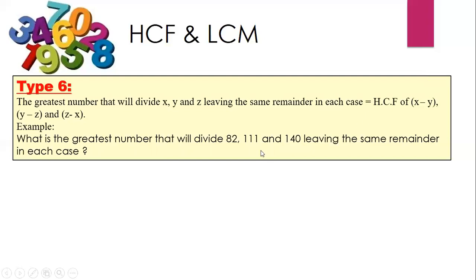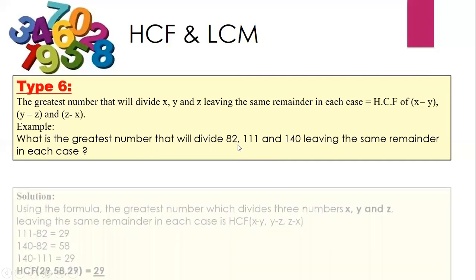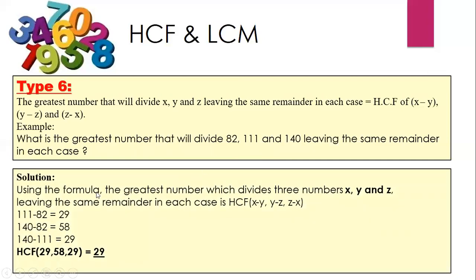Like HCF of 111 minus 82, and 140 minus 82, and 140 minus 111. So HCF of 29, 58 and 29 is 29. So we can say our answer is 29. This is one of the commonly asked questions in various competitive exams.